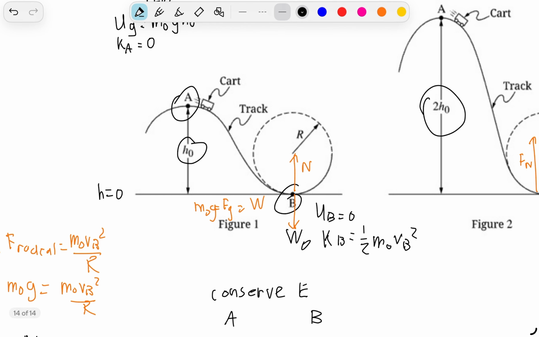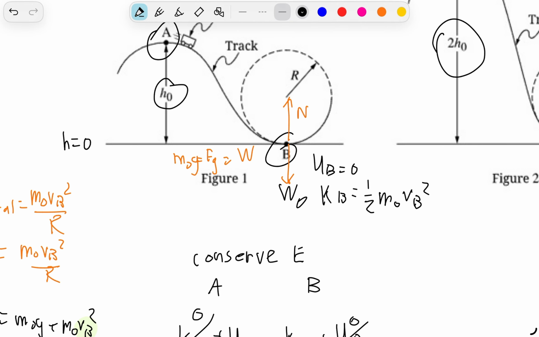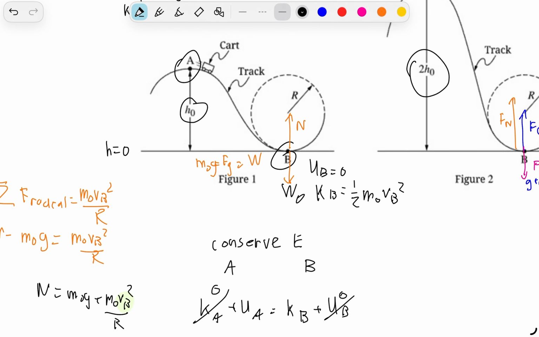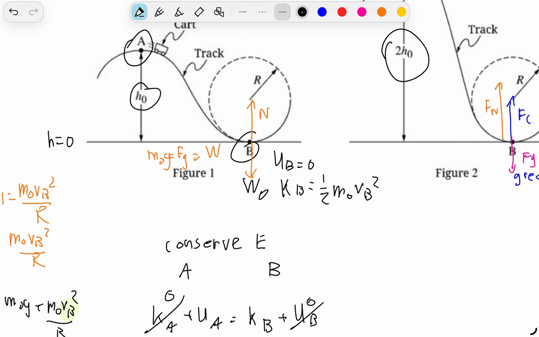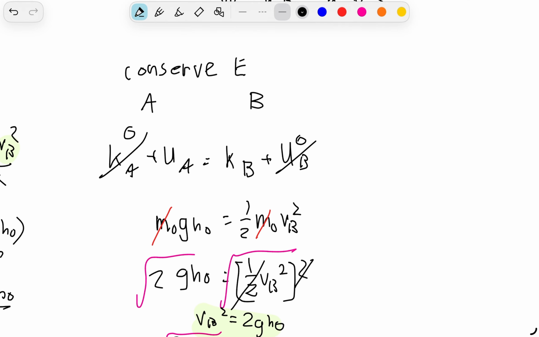So now when we are looking at point B, we have our potential energy equal to 0 because we start at a height that is 0 here, and kinetic energy is 1/2 m initial VB squared. So when we write our conservation of energy equation, we have A on the left side and B on the right side. So that's kinetic energy plus potential energy is equal to kinetic energy plus potential energy.